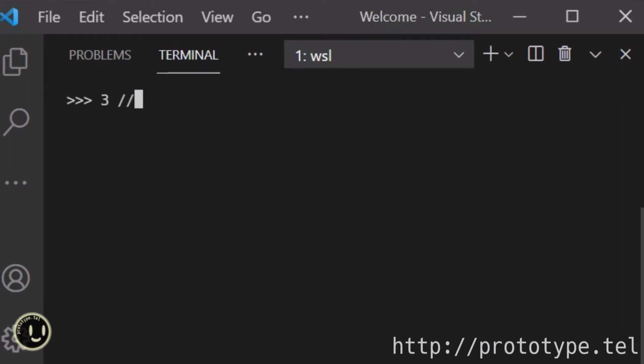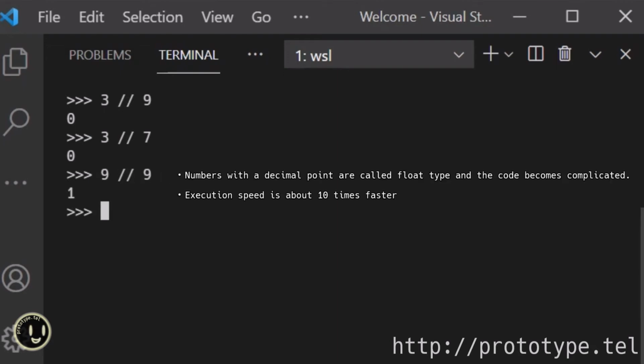Explain the division with decimal point truncation. It is recommended to use the decimal point truncation slashes when dividing unless accurate calculations are required. The reason is that numbers with a decimal point are called float type and the code becomes complicated, because it takes about 10 times longer to execute.